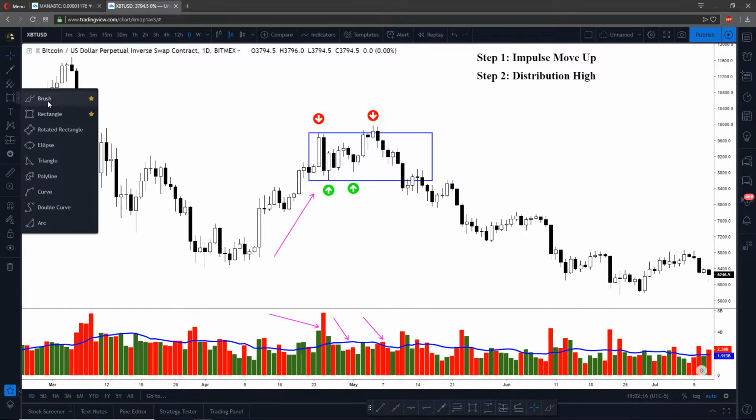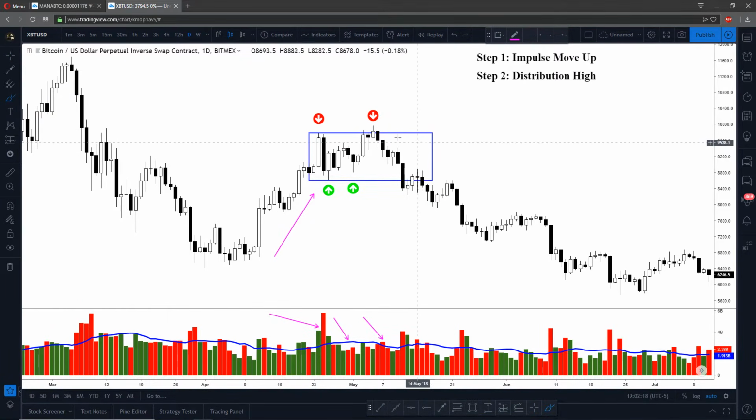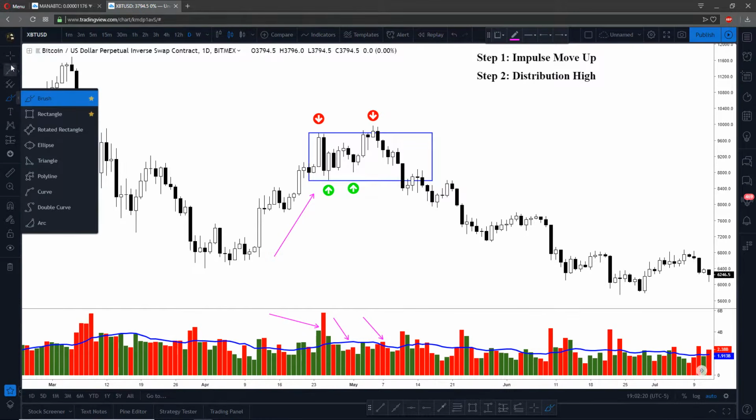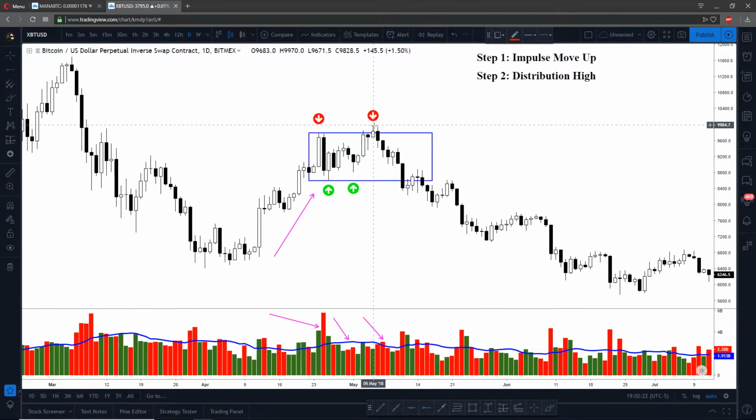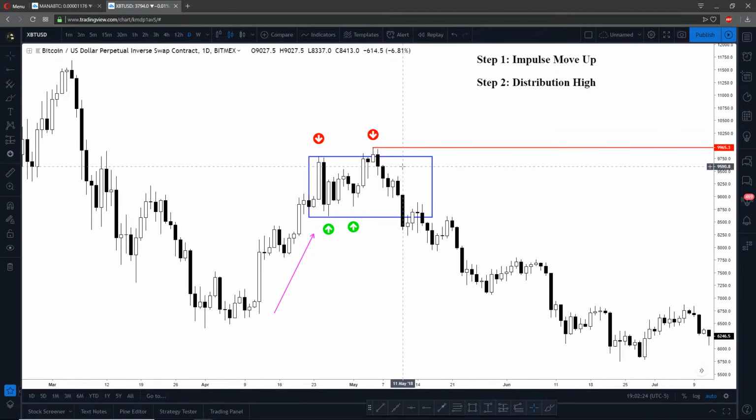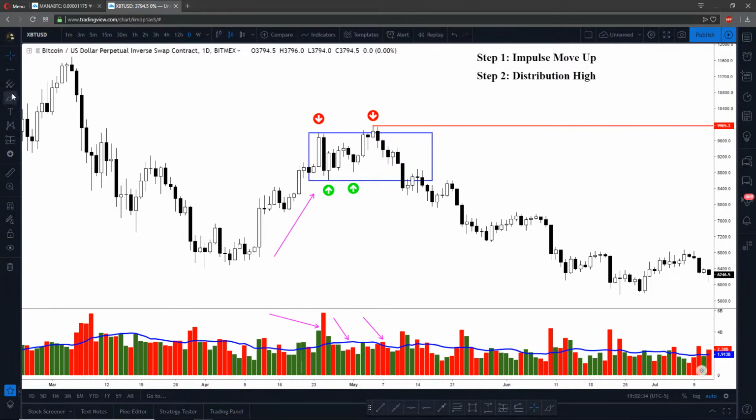Once this high is formed, you have, let me grab the horizontal ray. Once you have that high formed there, high, lower high, lower high, lower high, lower high, that forms that fractal. That's your sell signal. You have another sell signal when it breaks the distribution low.